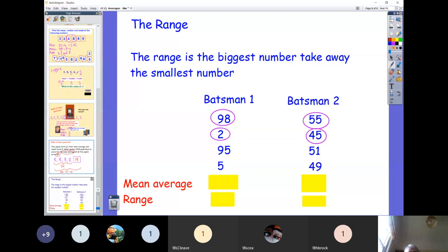So what I would like you to do, please, and this is the final thing we're going to do in this lesson, is work out the mean average for both of these batsmen. I'd like you to work out the range, and then I'd like you to work out which of those batsmen you would choose to be in your team and why.